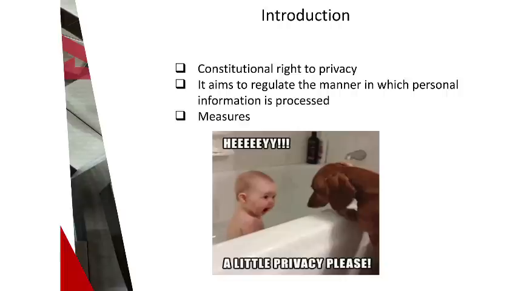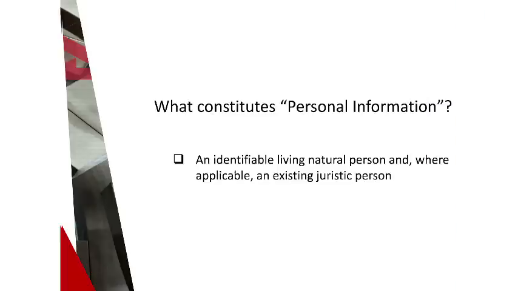To whom does this Act apply? It applies to responsible parties. So, meaning a private body which alone or in conjunction with others records, processes personal information of data subjects by automated or non-automated means. And a private body can include a natural or a juristic person who carries on any business, trade, or profession. This is a very wide definition, and I think it's safe to say that as soon as you're dealing with personal information in the course of your business, then you will be a responsible party.